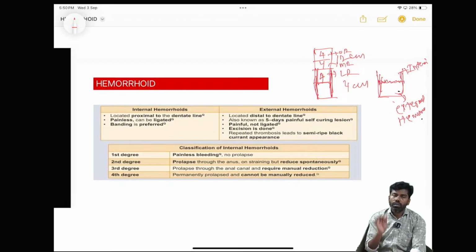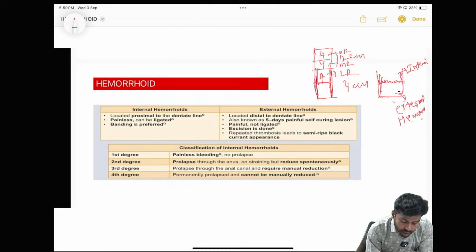Hemorrhoids means internal, always internal. If you want to say external, then you have to say it's external hemorrhoids, like that you have to tell. So this is internal hemorrhoids, that is external hemorrhoids. Internal hemorrhoids means above the dentate line.